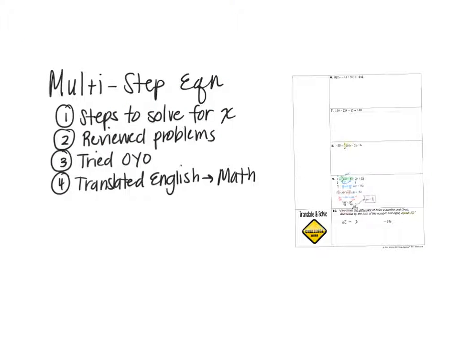To conclude, in this video, we solved multi-step equations. We talked about the steps to solve for x and the things we needed to do before we could solve for x, including the distributive property and combining like terms. We reviewed a bunch of different types of problems. You tried many on your own, and we did one example where we translated from English to math.